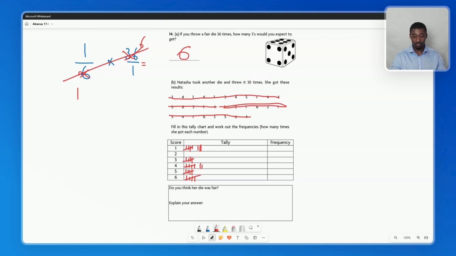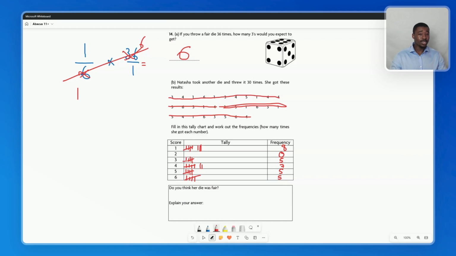So here we have 5, 6, 7, 8. We have no 2s. Interesting. Then we have 5 3s. We have 5, 6, 7 4s. We have 5 5s, and we have 5 6s. Let's add it up. 8, 5 is 13, 20, 25, 30. Perfect. Okay. So, do you think her die was fair?